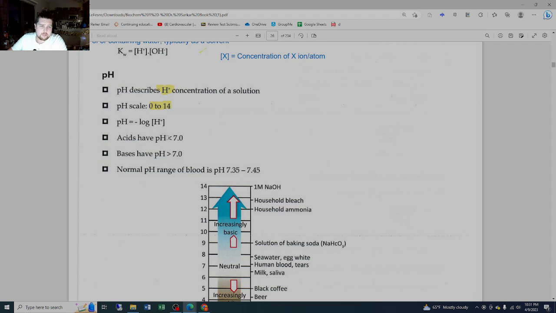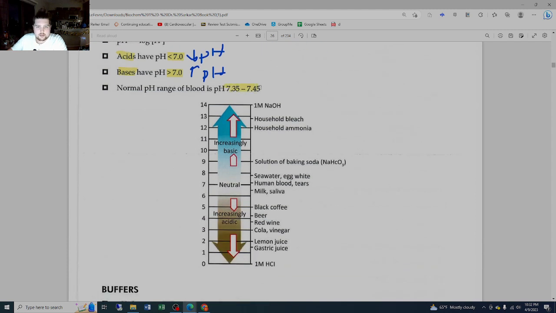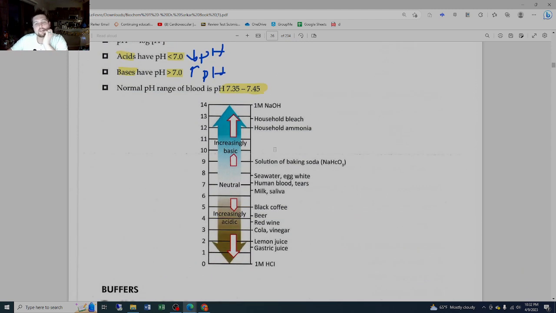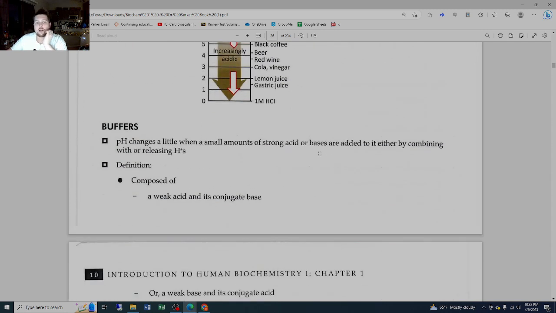So acids have a pH lower than 7, and bases have a pH greater than 7. Very important to remember that. If we put an acid in a solution, it lowers our pH, and bases will increase our pH. The normal pH range of blood is between 7.35 and 7.45. This number will keep popping up in your other courses. Really important to remember that number, as anything above or below this essentially means death for the human body, which is amazing and is able to regulate this really, really well.